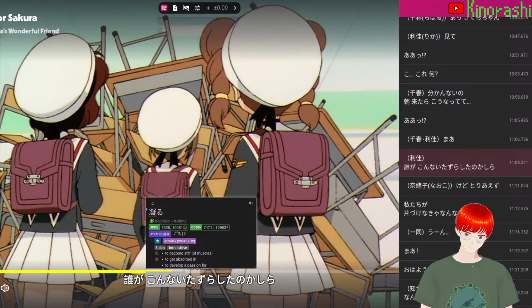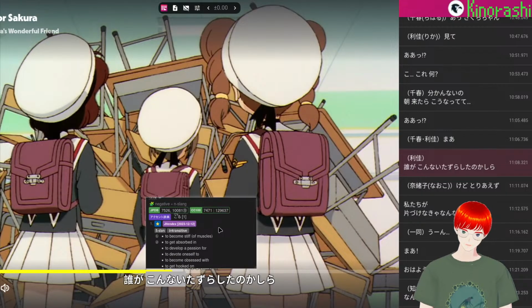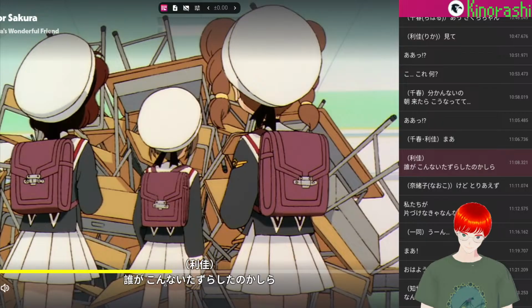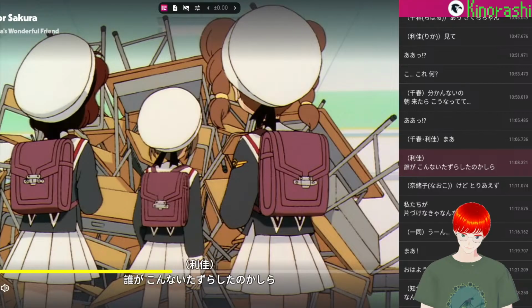From koru, become stiff, to get absorbed, to develop a passion for, to devote oneself. Oh yeah, I noticed it's the same Kansai girl saying this, so they did the same conjugation thing again where they dropped the ru and added n on the end, and then they nai'd it after that. Konnai.